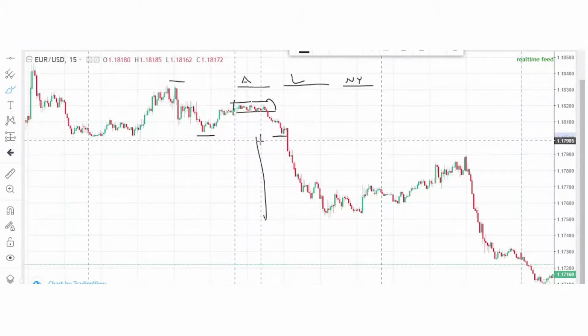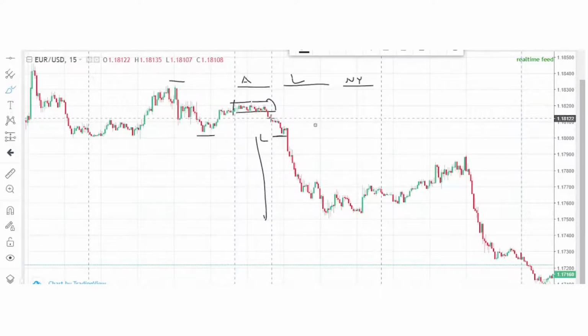Okay, so this is the low of Asia here. So when we see something like this happening, it has not yet validated our territory. We also want to see a session break, because this whole thing can be a session from all the way down here. This can be a whole session. And this is the low of yesterday, New York. So this is New York.